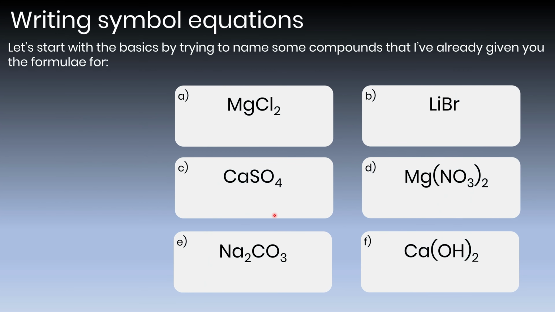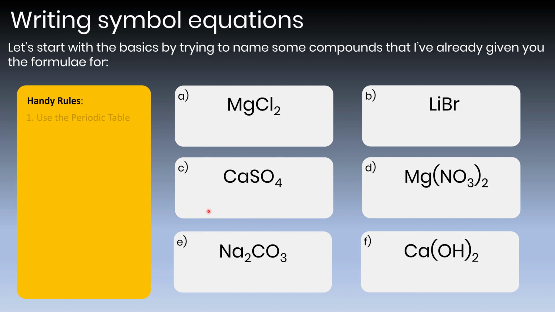So, I've given you a range of compounds here, and we're going to try and name them, but I'm going to give you some handy rules to help you name them. To begin with, use the periodic table to try and name elements if you can. Always name the metal first. And then finally, if the formula contains SO4, then it's something sulfate.